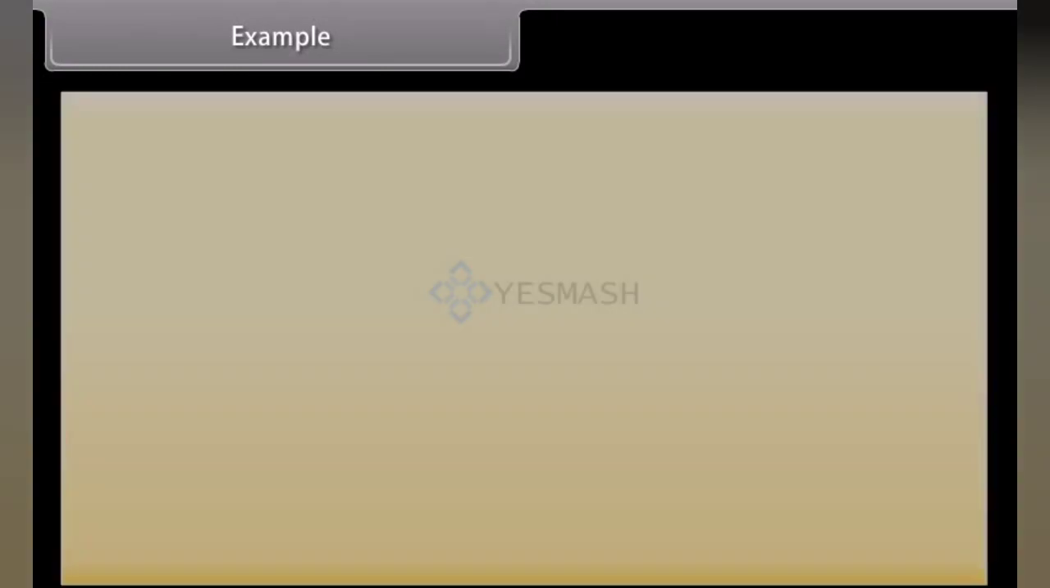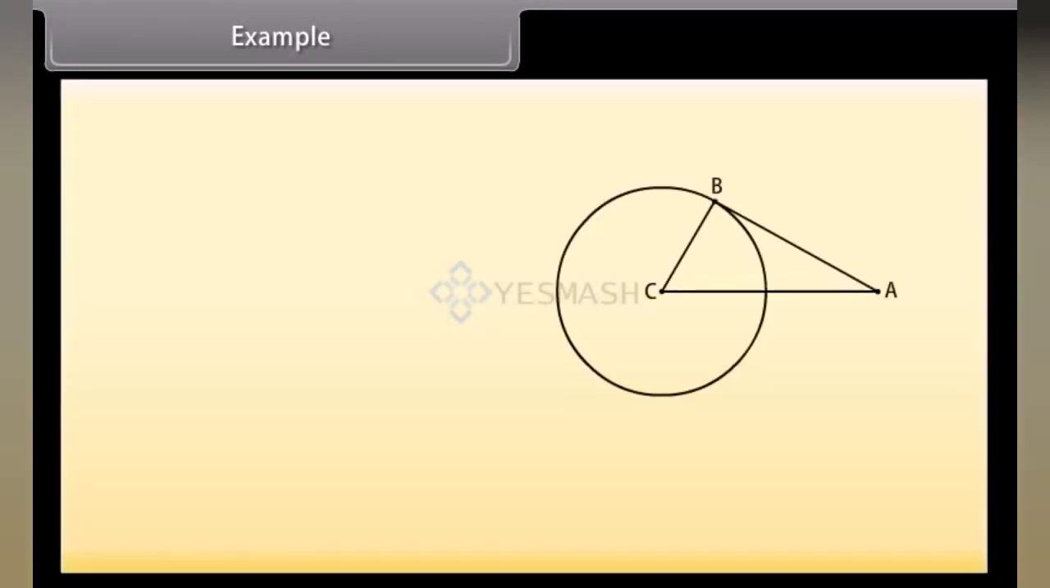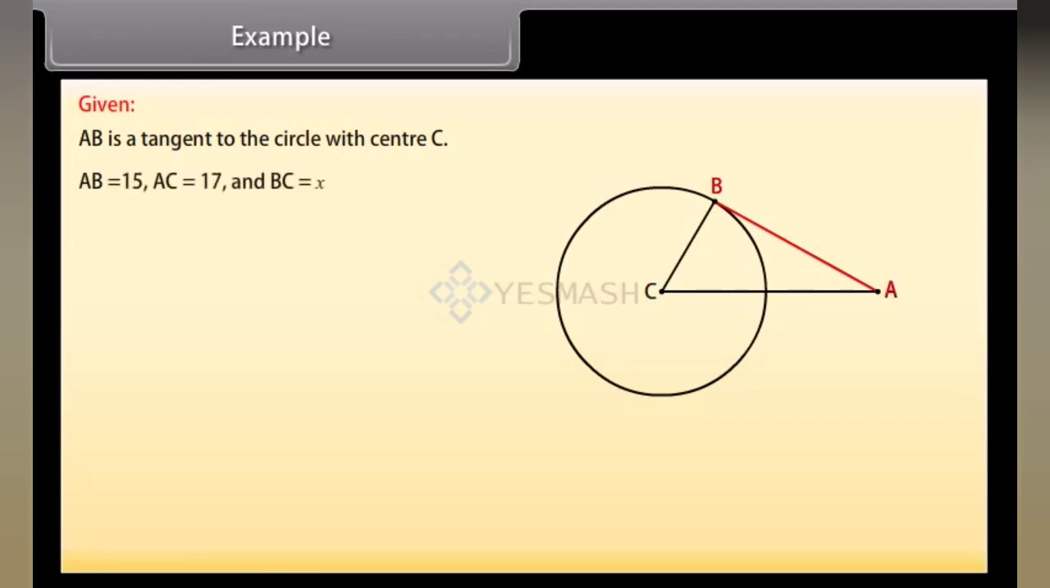Example. Now look at this figure. We can see that AB is a tangent to the circle with center C. AB is 15, AC is 17, and BC is x. We have to find the value of x. We can see that x is a radius of the circle.